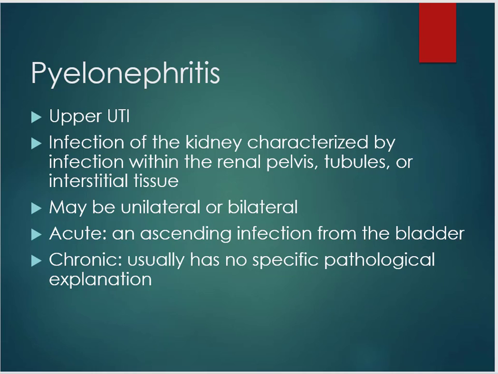Welcome back to part 2 of chapter 12, and we're going to get started on pyelonephritis, which is an upper urinary tract infection, and it is considered an infection within the renal pelvis, the tubules, or the interstitial tissue. It can affect one or both sides, and it can be an acute infection, which is an ascending infection from the bladder, or it can be chronic, which has no specific explanation.